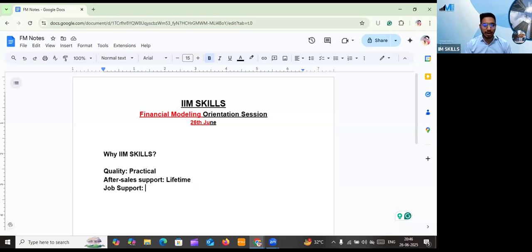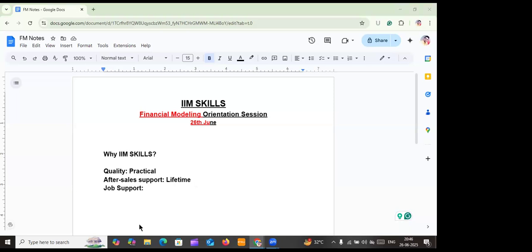Maybe we are looking to upgrade. Maybe we are looking to switch our domain, or maybe we are looking to get a fresh job. Now we need to understand, if we have to get a job in the industry, what all things are required. Number one part that you require is the skill part. When I say skill, it means the real-time understanding of financial modeling, theoretical and practical implementation.